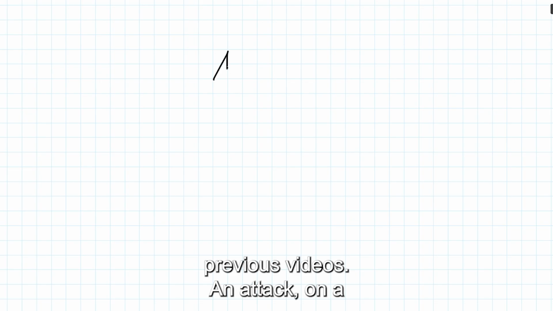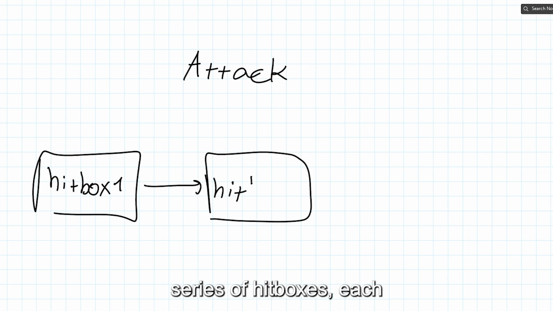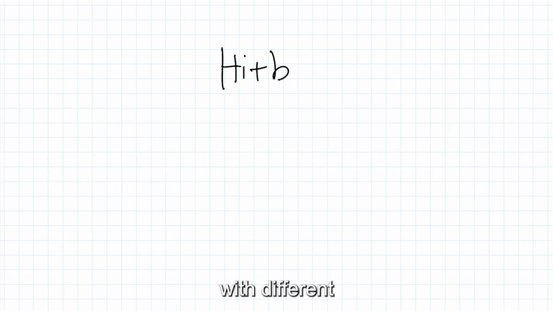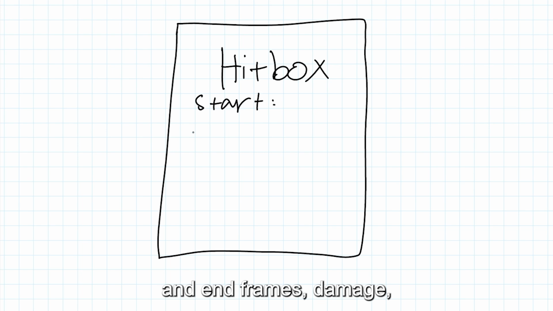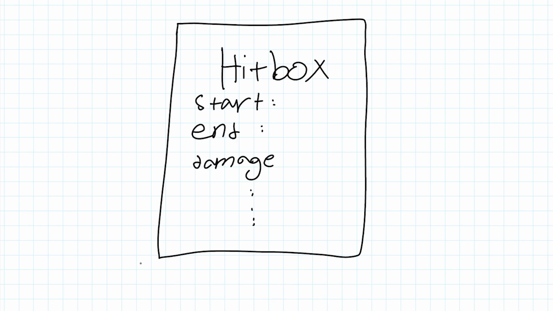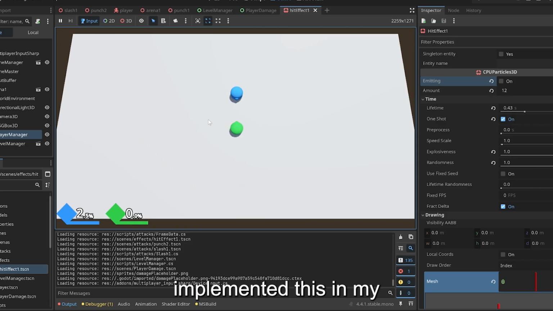To explain how I implemented this in an extendable way, I want to go over the attack implementation from the previous videos. An attack on a theoretical level is a series of hitboxes, each with different properties, like start and end frames, damage, knockback, and so on. This idea is how I implemented this in my game.